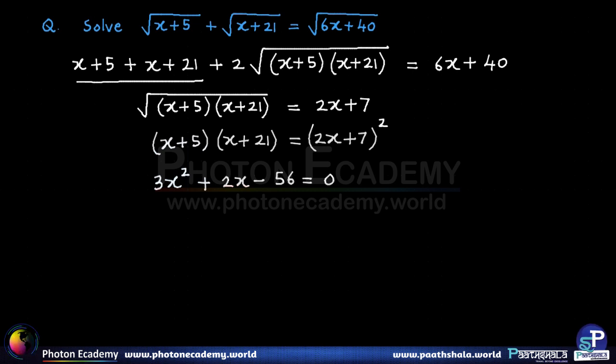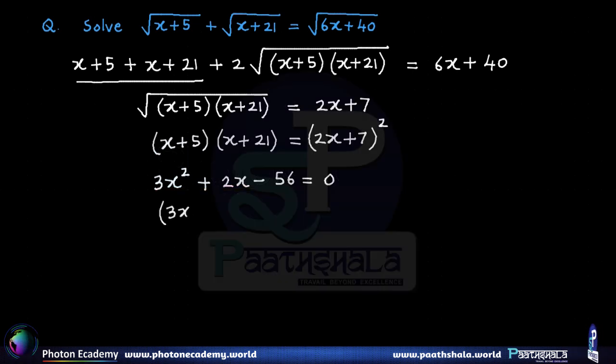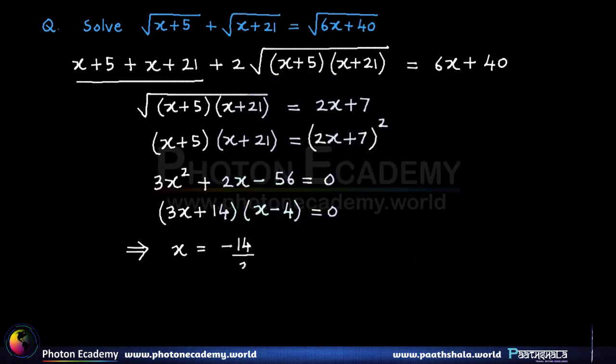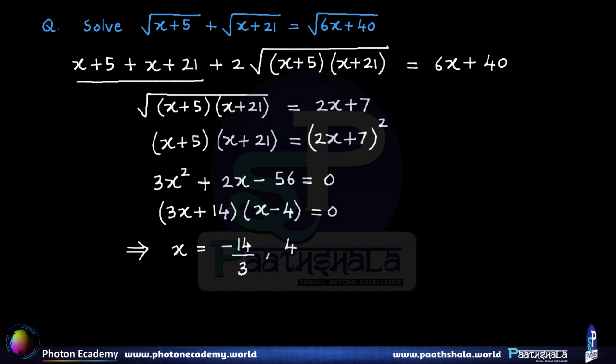So here we get the factors as 3x plus 14 into x minus 4 equal to 0. So which finally gives us the roots, that is x is either minus 14 by 3 or it is equal to 4. But once again, as we have seen, when we square, we are basically allowing more values of x to satisfy that squared equation. So therefore, although we got these two values at the end, we have to confirm whether both of these values satisfy the original given equation.